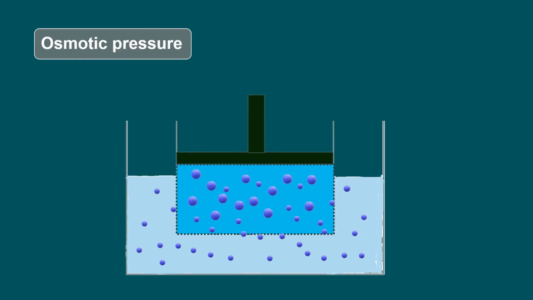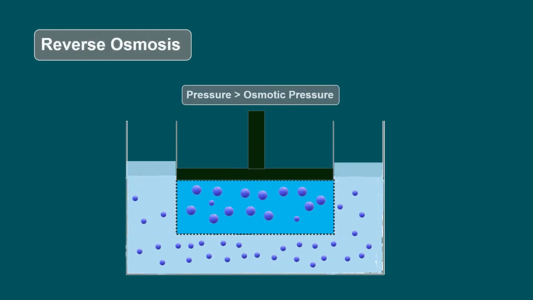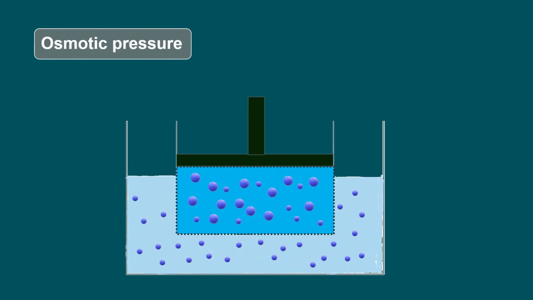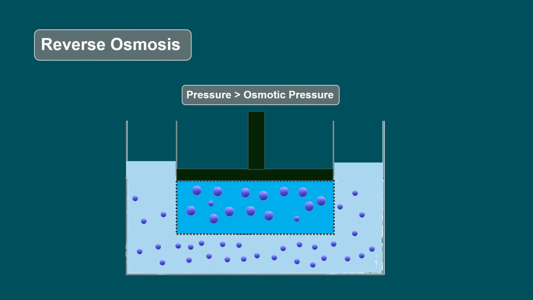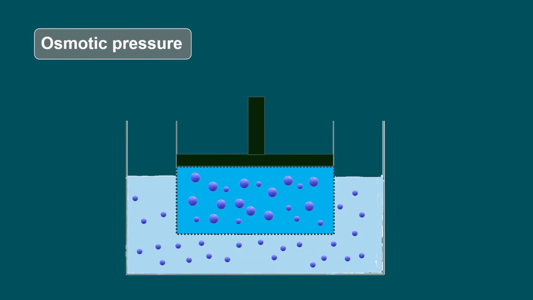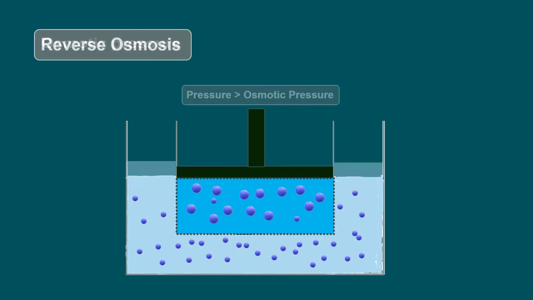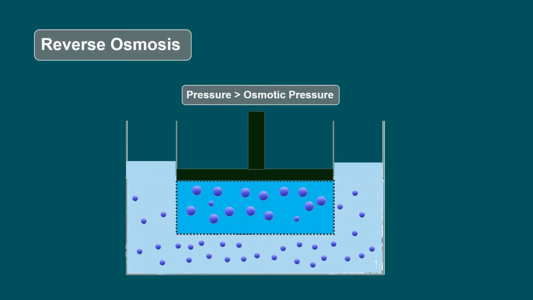Now, it should be noted that if a pressure higher than the osmotic pressure is applied to the solution, the solvent will flow out of the solution into the pure solvent through the semi-permeable membrane, and this process is called reverse osmosis. An important application of reverse osmosis is the desalination of seawater, that is, the removal of salts from seawater. By applying pressure greater than the osmotic pressure, pure water can be made to flow through the semi-permeable membrane, and this water can be used for drinking purposes.